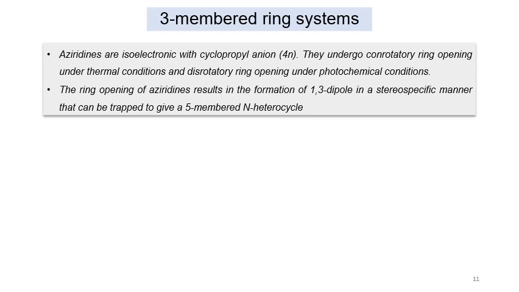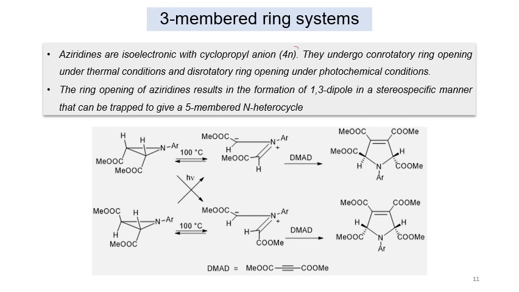Let's see one more example of the three-membered ring systems. Aziridines are isoelectronic with the cyclopropyl anion. That means they are 4N systems. 4N systems will undergo conrotatory ring opening and ring closing under thermal conditions. And obviously, they will undergo disrotatory ring opening or ring closing under photochemical conditions. You can open up aziridines in thermal conditions to give you 1,3 dipoles. These 1,3 dipoles can now be trapped using dipolarophiles like dimethyl acetylene dicarboxylate, the structure of which is shown here, to give you a 1,3 dipolar cycloaddition. This cycloadduct results in a 5-membered ring system.